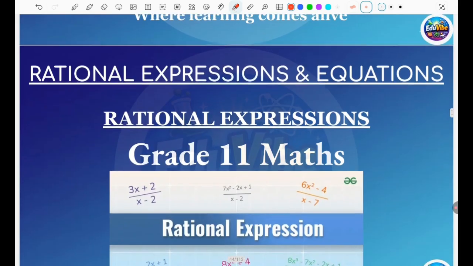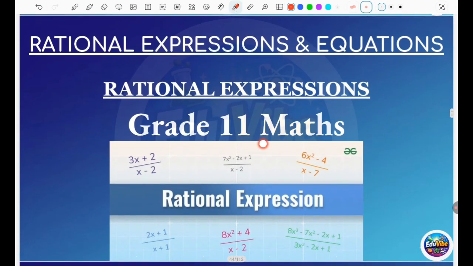In today's lesson, we are moving to the next unit of grade 11 math, which is rational expressions and equations. This is a topic where we talk about the rationals, basically the rational expressions, what kind of expressions they are, and their equations too. As we did in radicals, we will do the same with the rationals. Today we're doing the rational expressions only. We focus on rational expressions.